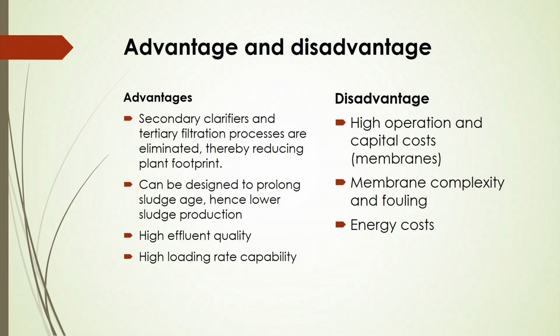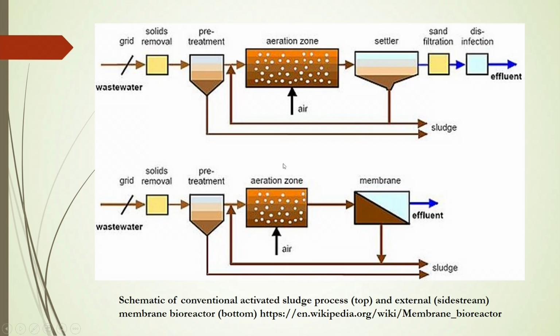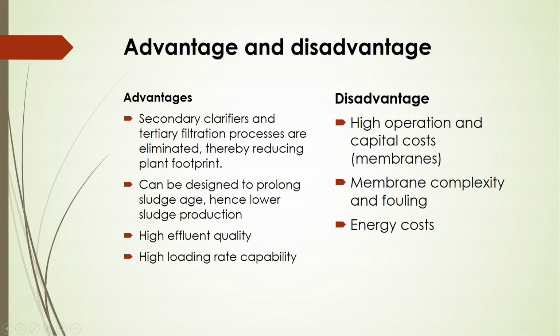Now, there are some advantages and disadvantages whenever a membrane bioreactor is used. As an advantage, secondary clarifiers and tertiary filtration processes are eliminated, so the cost will be reduced and the plant footprint will also be optimized. It can also be designed to prolong sludge age, hence lower sludge production, high effluent quality, and high loading rate capabilities.